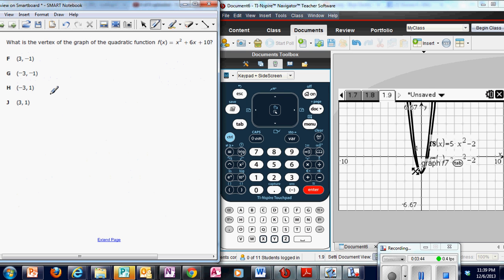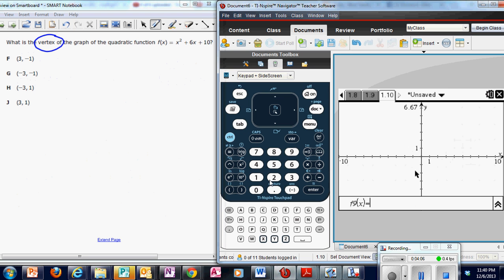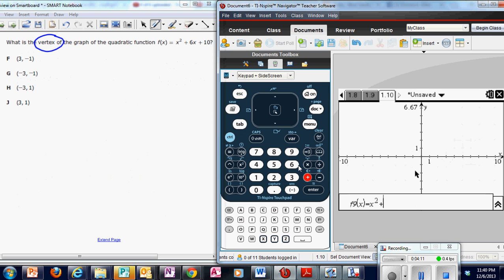Okay, what is the vertex of the graph of the quadratic function f of x equals x squared plus 6x plus 10? This is a real easy one on the calculator because we can just graph it and trace it. So let's insert a new graph. Control I, 2 for a graph, and your equation is x squared plus 6x plus 10.